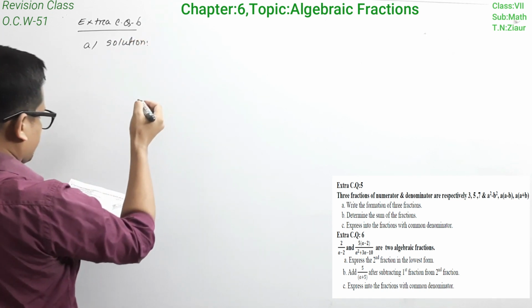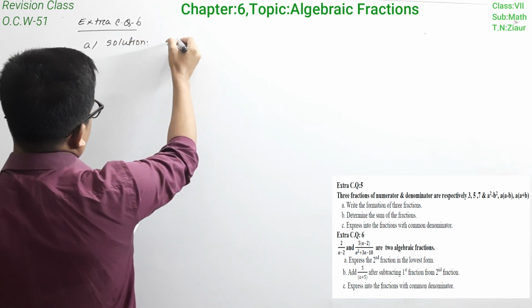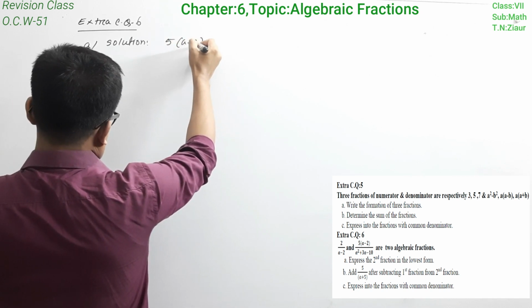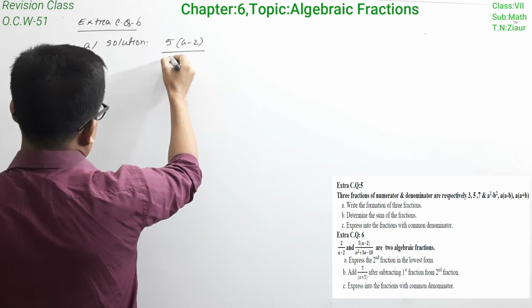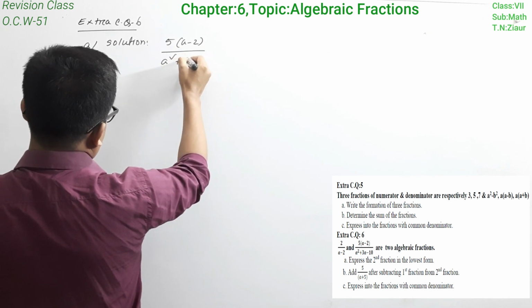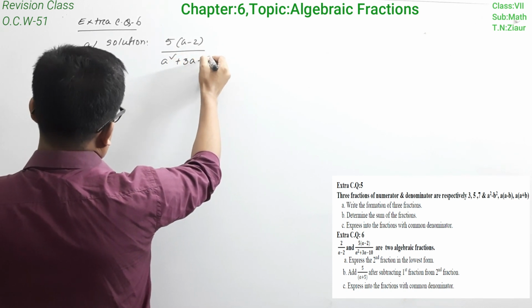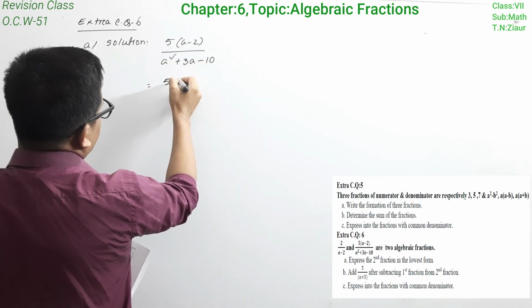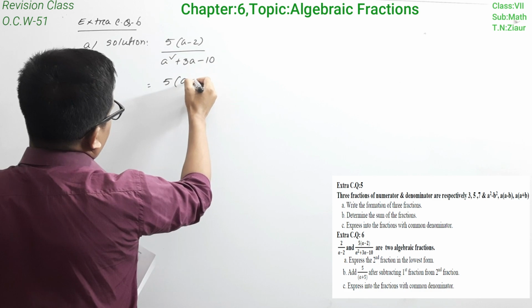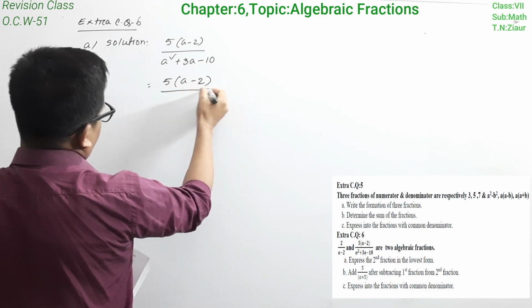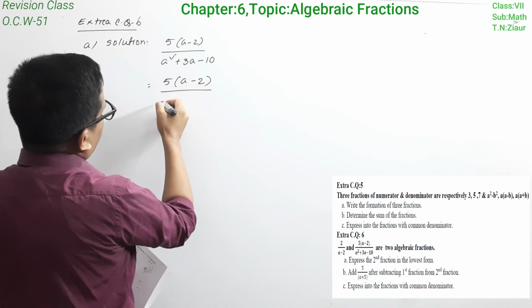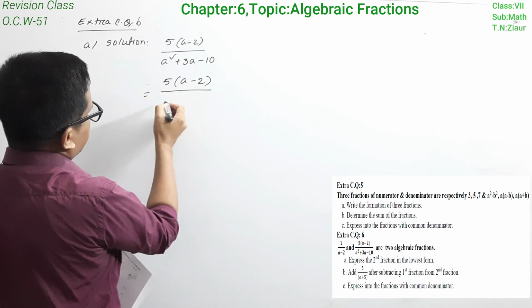So students, the second fraction given here is 5 into a minus 2 by a square plus 3a minus 10. If you want to make it lowest form, first you have to find the factor of this algebraic expression, students. So how to find this one? Already you have learned in previous class, right?